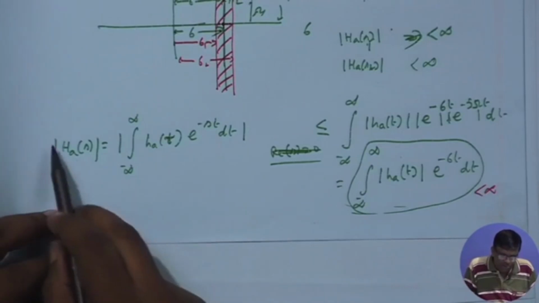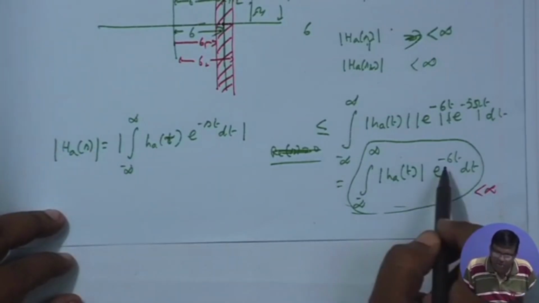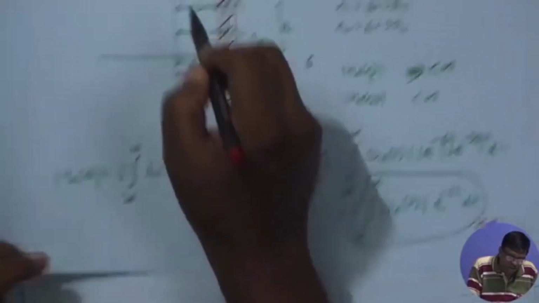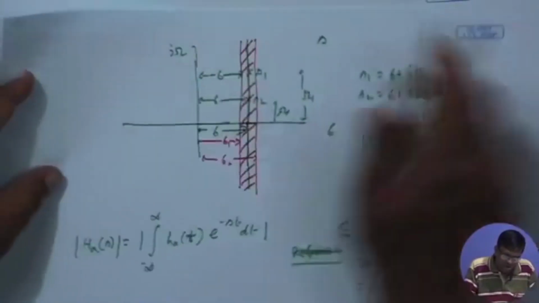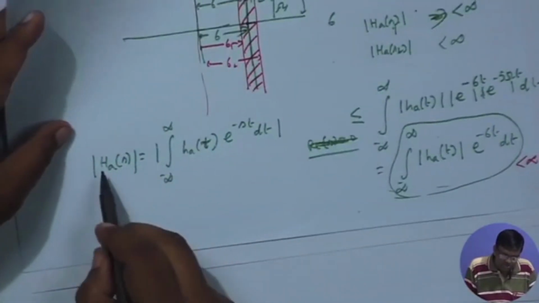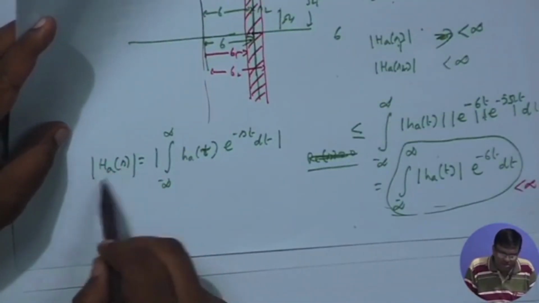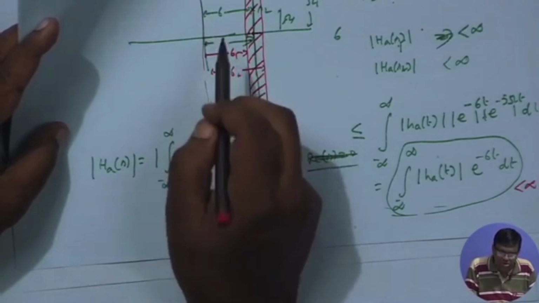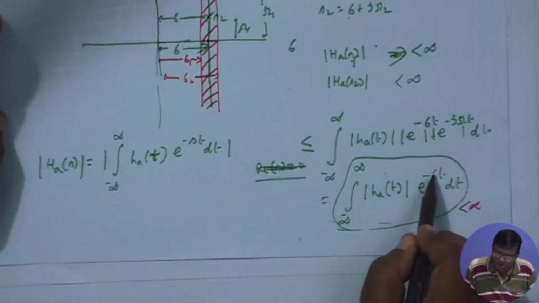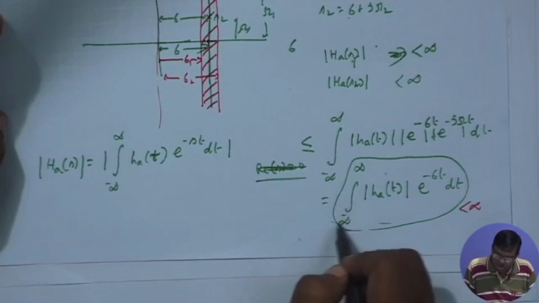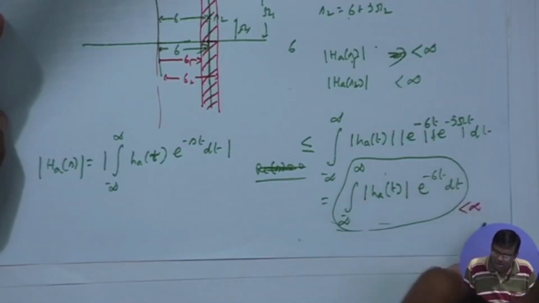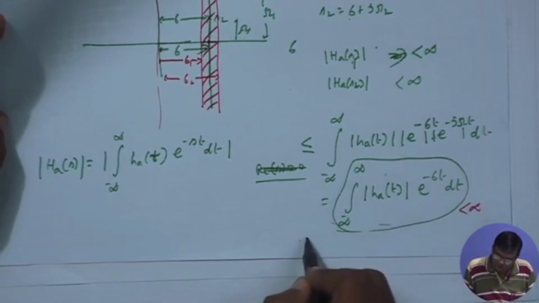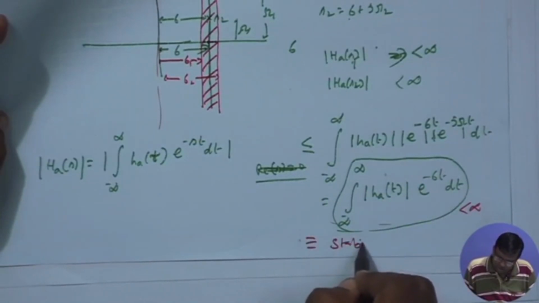Therefore, if mod H of s exists for sigma equal to 0, sigma equal to 0 means on this y axis, that is if H of s exists, that is, its mod value is finite on this y axis, meaning the j omega axis, for which sigma equal to 0. If you put sigma equal to 0, e to the power 0 is 1, so you get back the integral from minus infinity to infinity of mod h of t dt less than infinity. That is the condition, but that is also equivalent to the stability condition, isn't it?